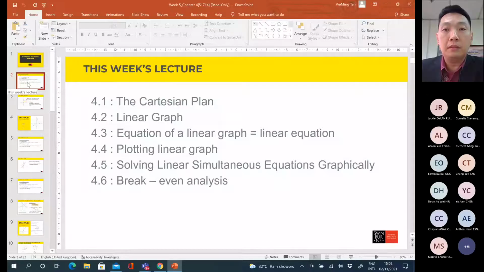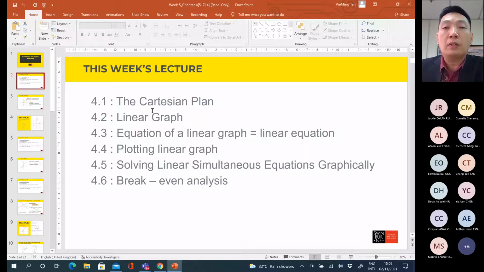In order to have more understanding of linear equations, at first I'd like to introduce the Cartesian plane. This one is pronounced with a Z sound, Cartesian plane, which involves the x and y axes. Later on, we are going to use the Cartesian plane to draw the linear graph.